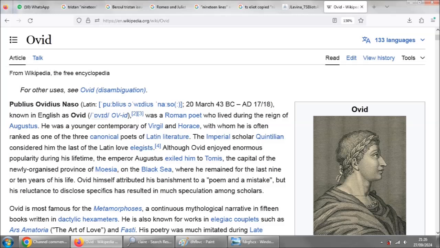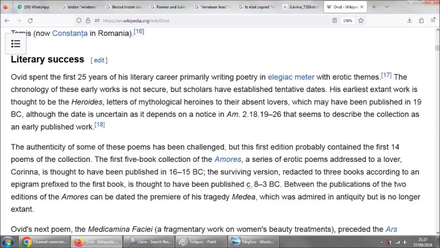And he's quoting Ovid. And then even Ovid, that history, there is no evidence that even he existed. So tell us about the life of this Ovid. Ovid spent the first 25 years of his literary career primarily writing poetry in elegiac meter with erotic themes. The chronology of these early works is not secure, but scholars have established tentative dates. His earliest extant work is thought to be the Heroides, letters of mythological heroines to their absent lovers, which may have been published in 19 BC. So they're guessing when Ovid published his first ever works. Well, he must have started on 19! Of course!